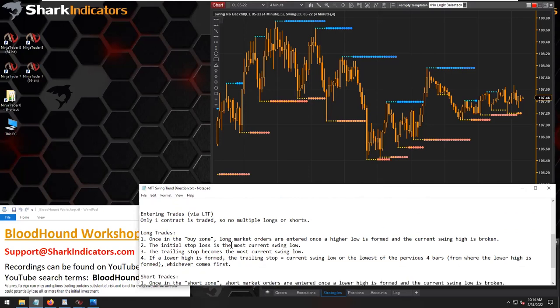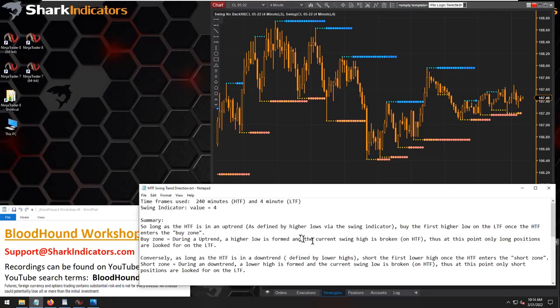And just to clarify, for a long trade, this is going to be the Blackbird part of it. A market entry order is used once a higher low is formed and the current swing high is broken on the lower time frame. So we're looking for the same condition on the higher time frame as on the lower time frame: higher lows and then a break of the swing high. That's basically it.